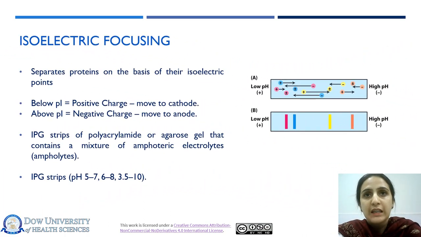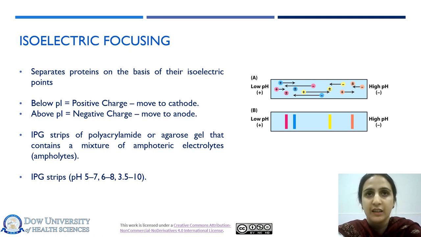Another useful type of electrophoresis is called isoelectric focusing. What isoelectric focusing does is separate proteins on the basis of their isoelectric points. We know that the isoelectric point is the pH at which the net charge on the protein is zero.